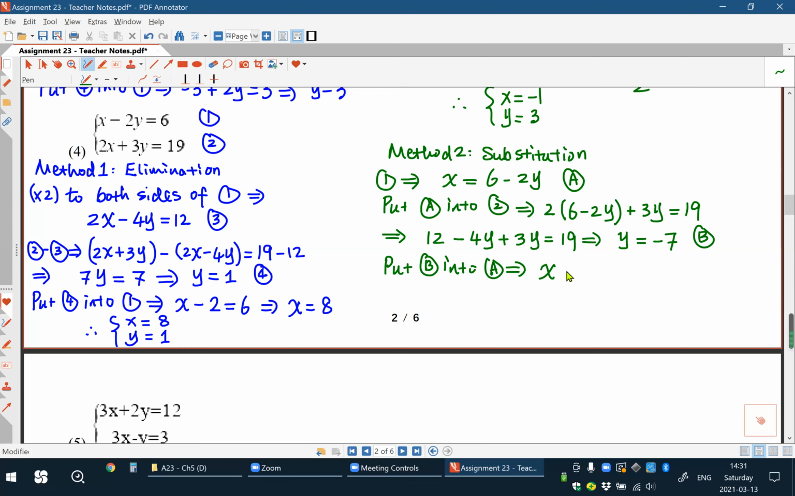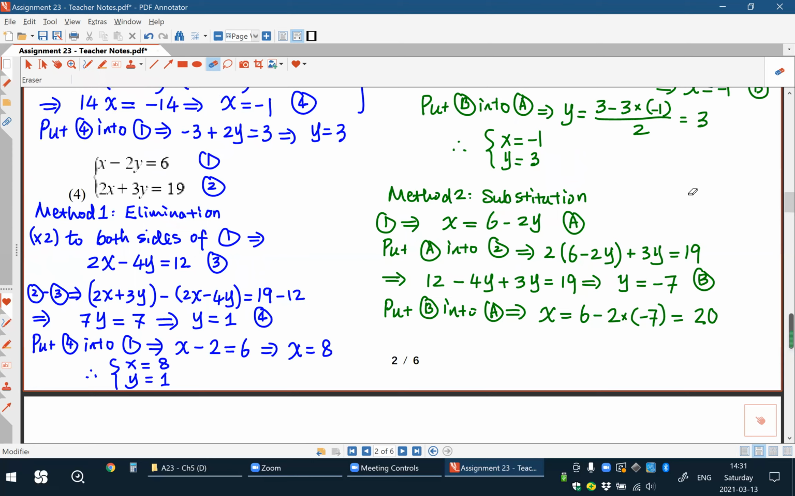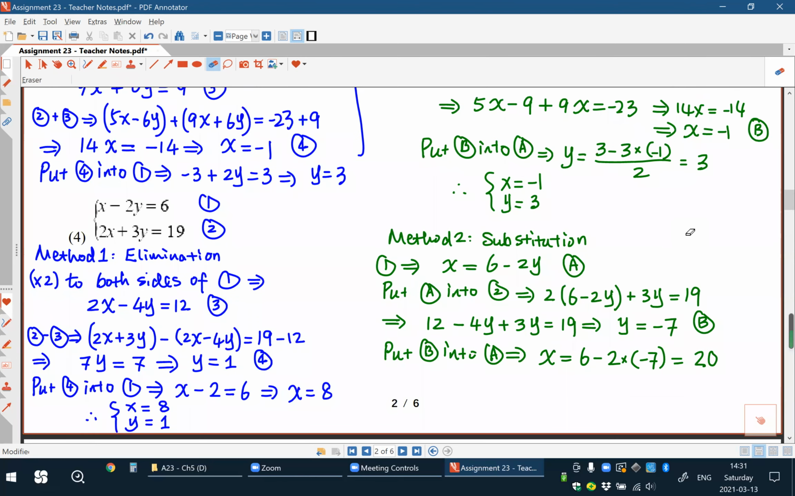And this gives you x equals 6 minus twice of y, which is minus 7. Minus minus is positive. So x is 20, right? Anything wrong here? Sorry, I made a mistake here. Let me check.